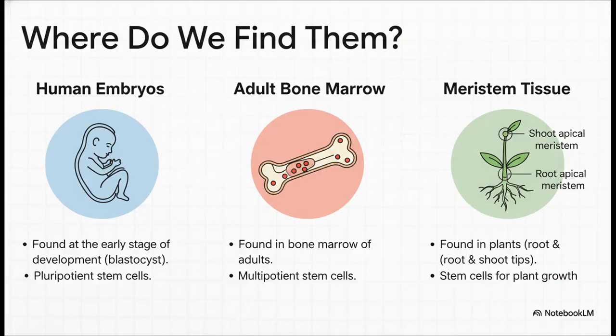Now, for your exams, you need to know the key places we find these. You've got human embryos and adult bone marrow in animals. And don't forget plants. In plants, you find them in what's called meristem tissue. This is why you can take a cutting from a plant, stick it in some soil, and grow a whole new one. Because those meristem cells can differentiate into roots, stems, leaves, the whole shebang.